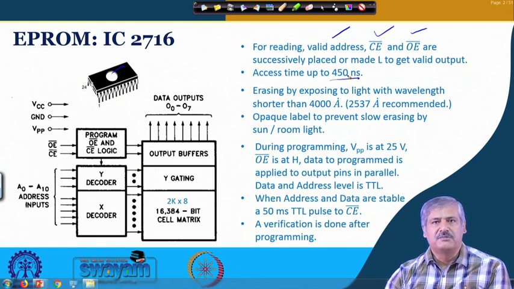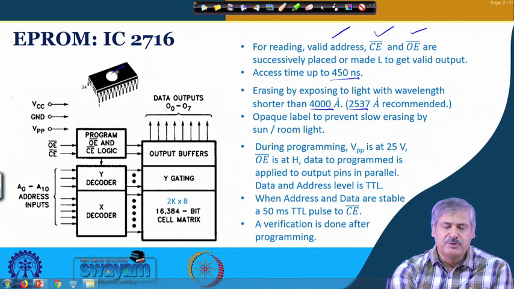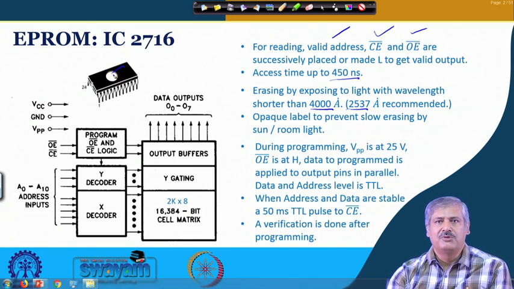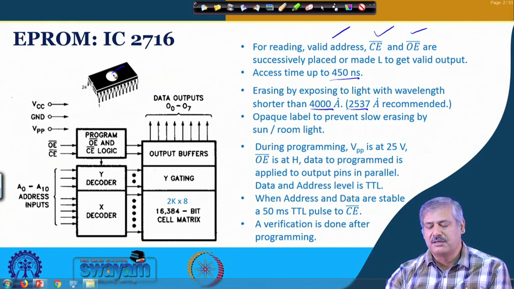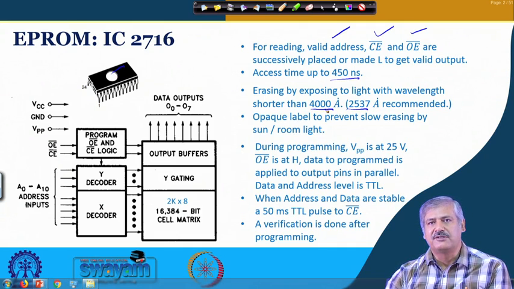And erasing, of course, is by ultraviolet ray which is shorter than 4000 angstrom. Recommended is 2537 angstrom. After writing, an opaque label is put over here to prevent sunlight or room light coming in, because that light has components which are less than 4000 angstrom, by which the information stored there can get slowly erased.